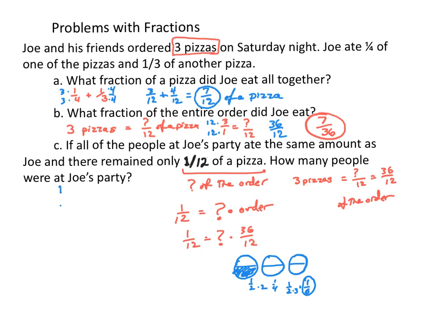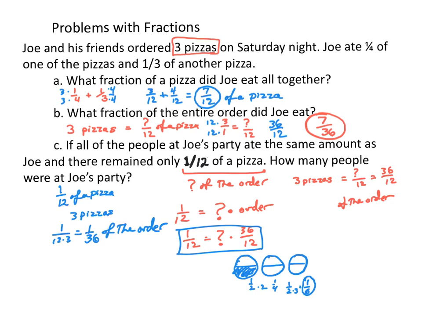1/12 of a pizza, if there's 3 pizzas, would be 1 out of 12 times 3, or 1/36 of the order. So sometimes it's easier to visualize this way instead of doing this math. Sometimes the math can seem a little overwhelming. Visualize what you have so you can try to work it out logically, and that would help.